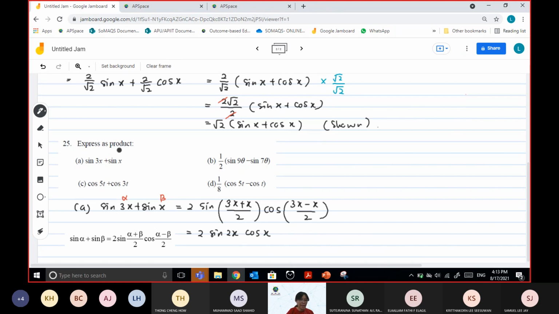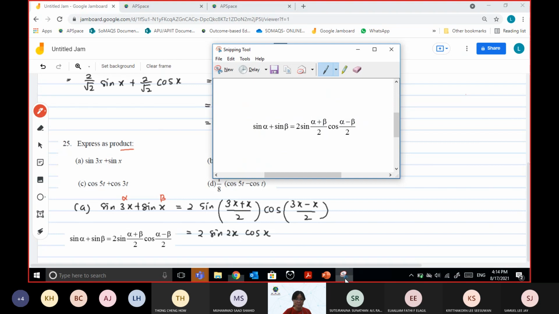Okay, so you can express it as a product. You already expressed it as a product, so the rest is also the same. Have you done the rest? Okay, for part B.